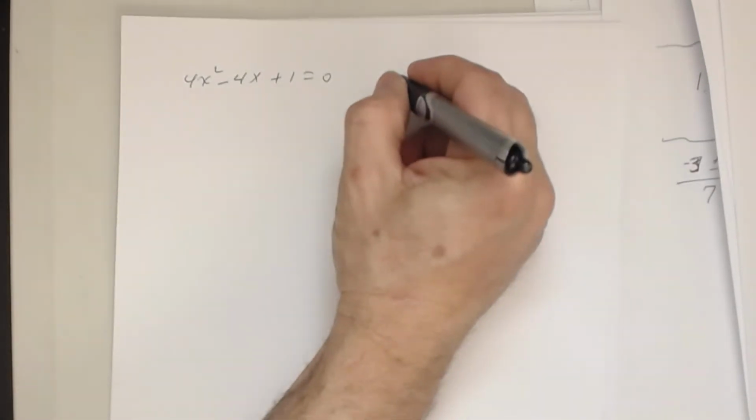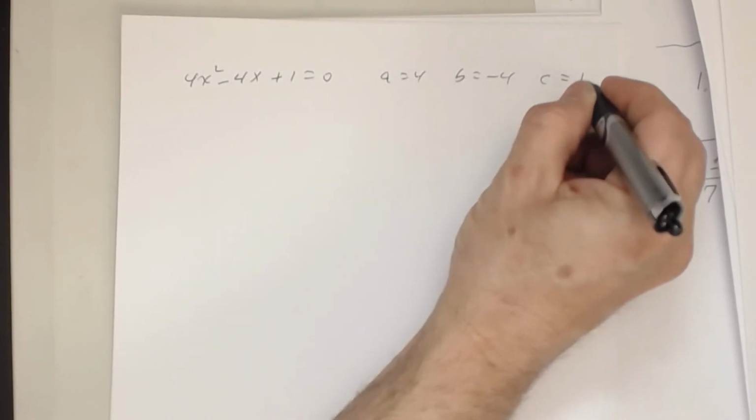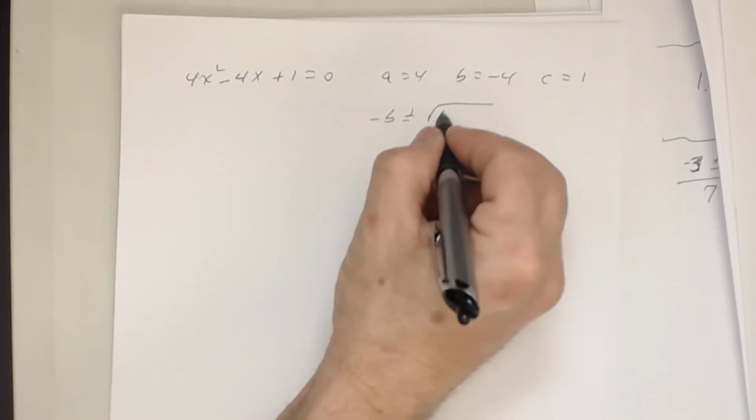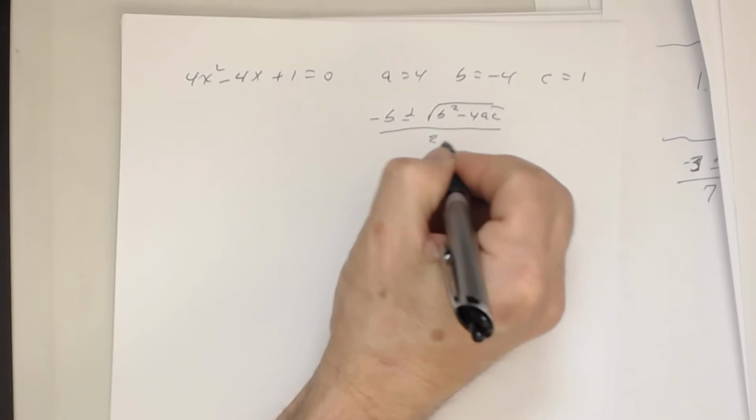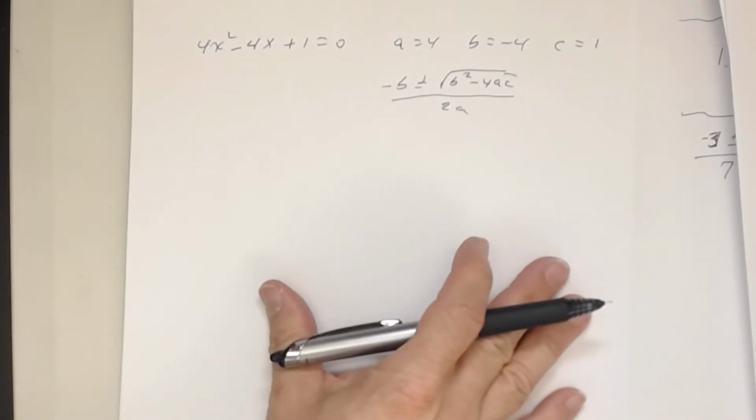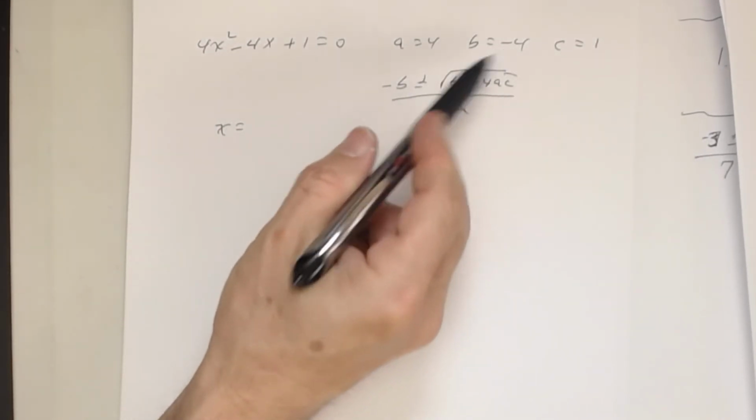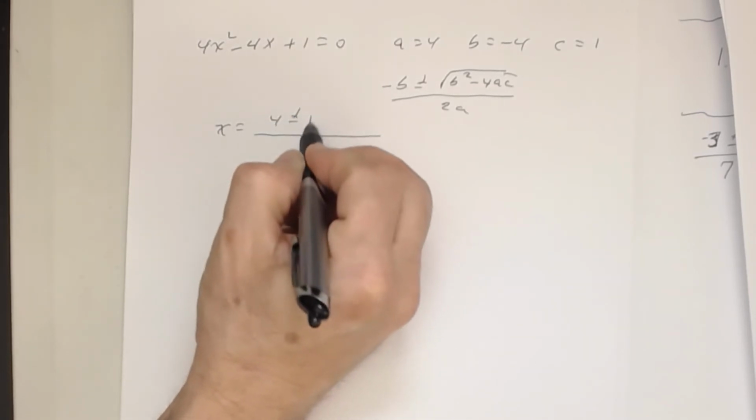All right. What's A? First of all, it's in standard form, right? Yes. Okay, what's A? 4. What's B? -4. And what's C? 1. So the formula is the opposite of B, plus or minus the square root of B squared minus 4AC all over 2A. So I say x equals. If B is -4, what's the opposite of that? 4. Plus or minus the square root of.